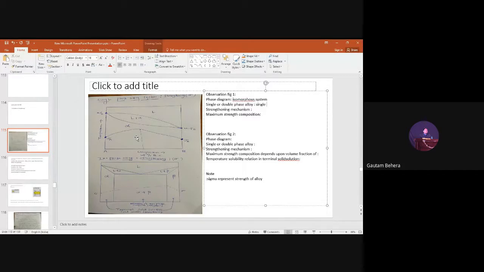What is this? Solid phase. This is a solid phase. What is the name of this solid phase? Alpha. Okay, fine. But technically, what is this? Because this is A and this is B. So technically, this is a solid phase. But technically, what is the name of this one?